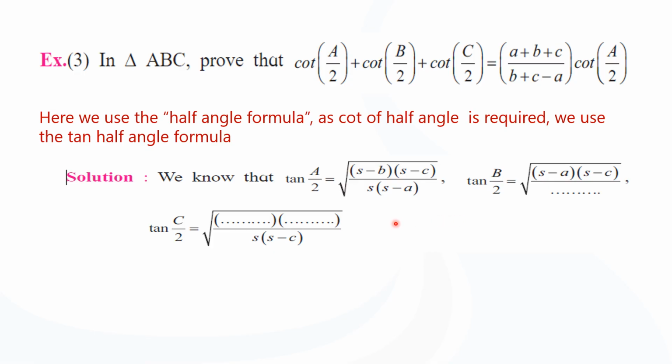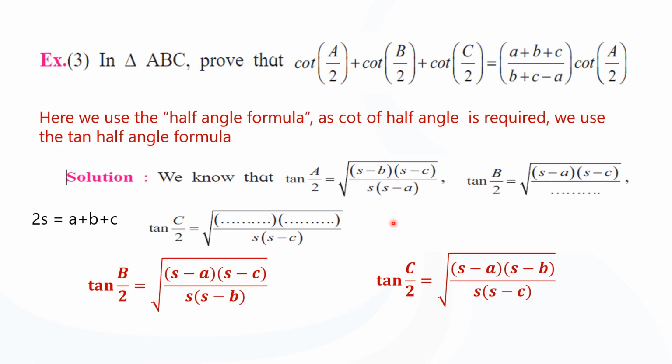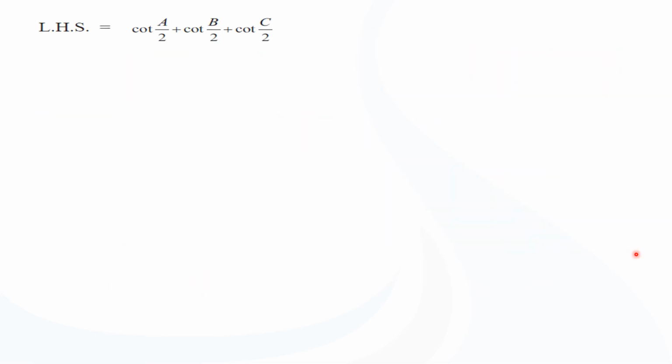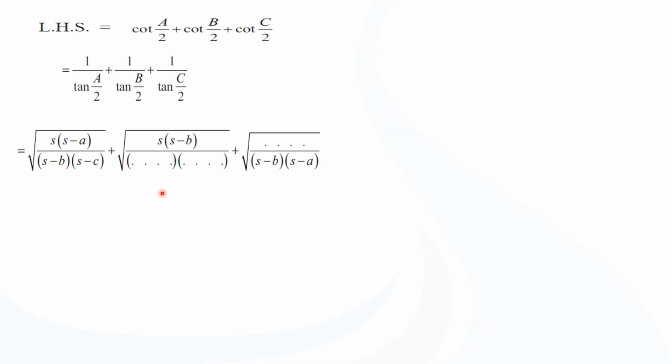So here's the formula. You can write it down and fill in the blanks. You know what 2S is? 2S is A plus B plus C, and S is called the semi-perimeter. Okay, done. So we start with the left hand side. Here we are going to use the reciprocal of the tan A by 2, tan B by 2 and tan C by 2 formulas. Complete the formula, complete the blanks.